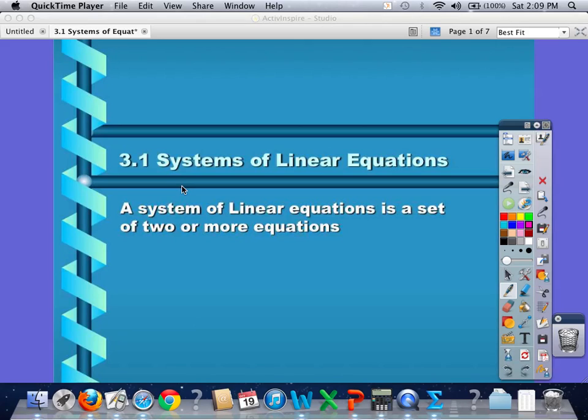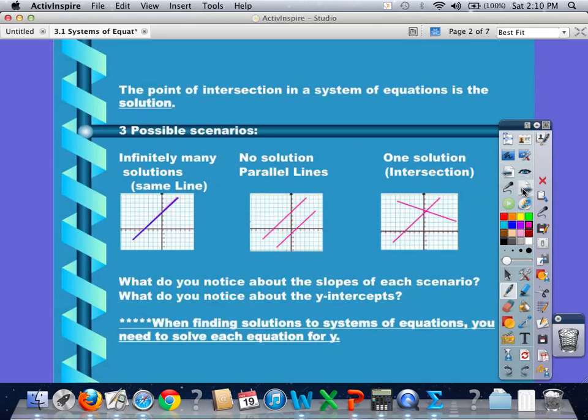Today we're going to be talking about 3.1 systems of linear equations. A system of linear equations is a set of two or more equations, and we'll be graphing these to determine their solution. The point of intersection is called the solution. If you have two lines, the point of intersection will be an ordered pair.